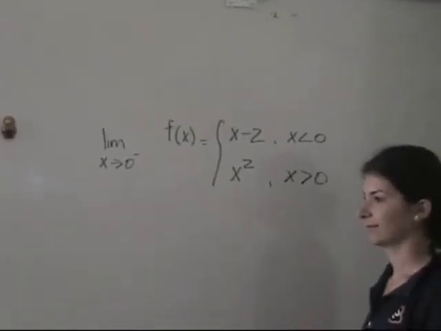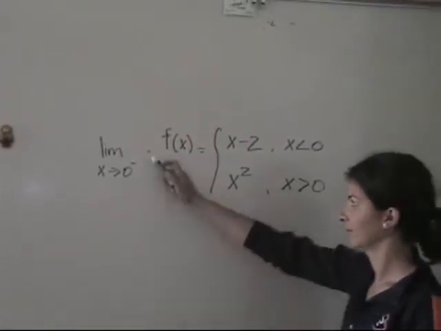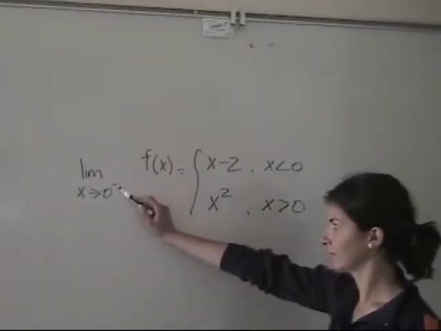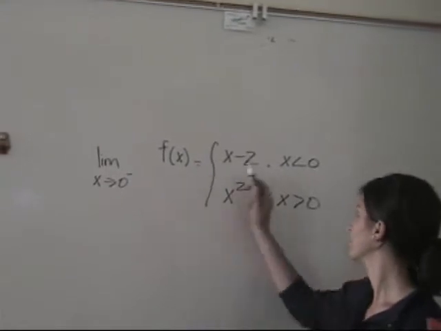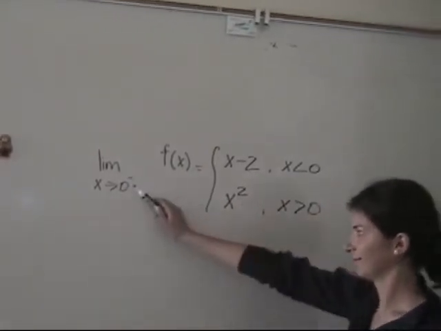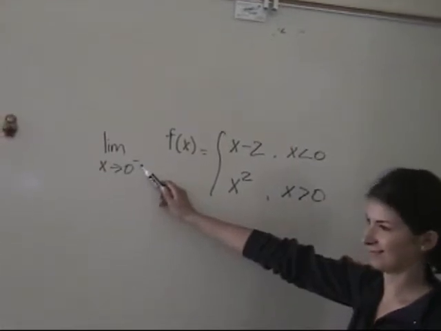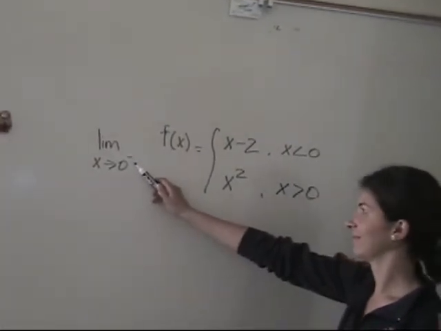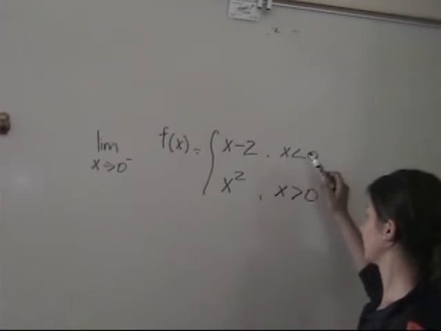Okay, if the limit of a piecewise function is given at a critical point where the function changes, the limit will be either asked for from the left or the right. Since there is a negative sign after the 0, the limit is taken from the left, so you use x minus 2.